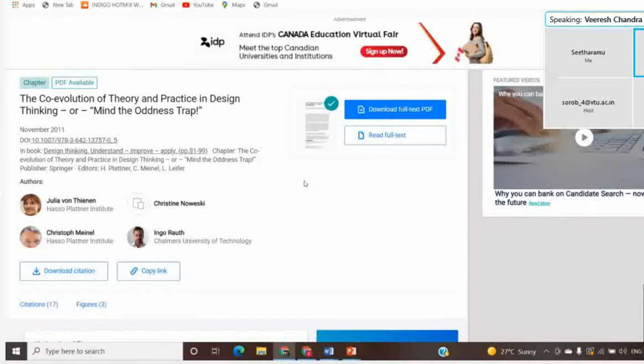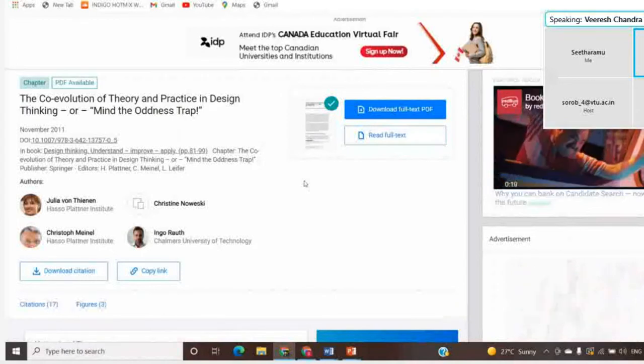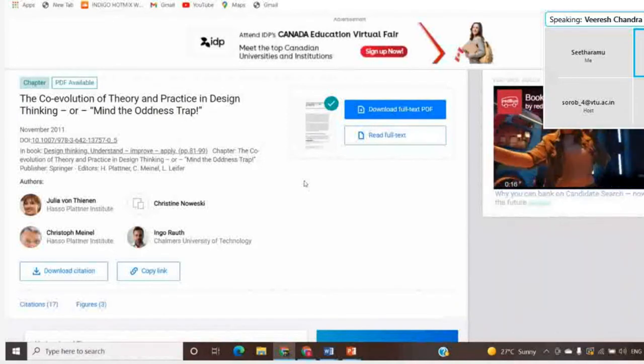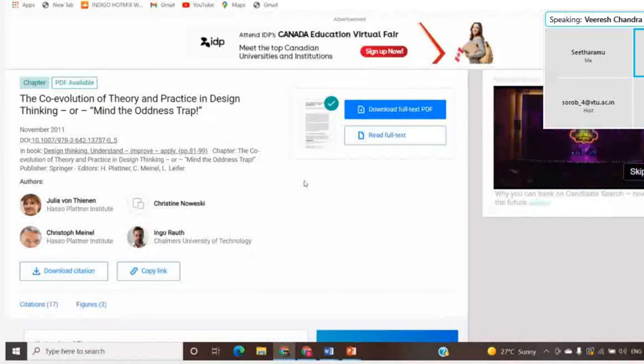You can search for many such papers, because we all know there is no prescribed textbook for this. Many of the senior-most professors are trying their level best to bring out a book with respect to the syllabus. It may take time, but we have to start teaching now. Students are already there in the institution, so we have to start teaching. So how to teach? These are certain methods which I'm telling you. The co-evolution of theory and practice in design thinking, or mind the hardness trap, will give you complete information about the theory and practice which go hand in hand in design thinking.